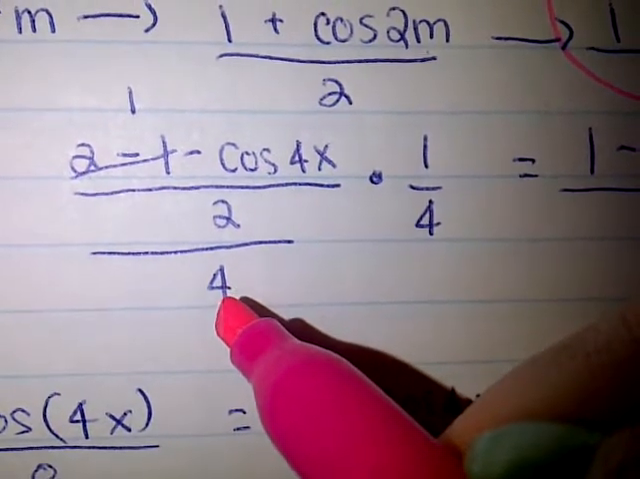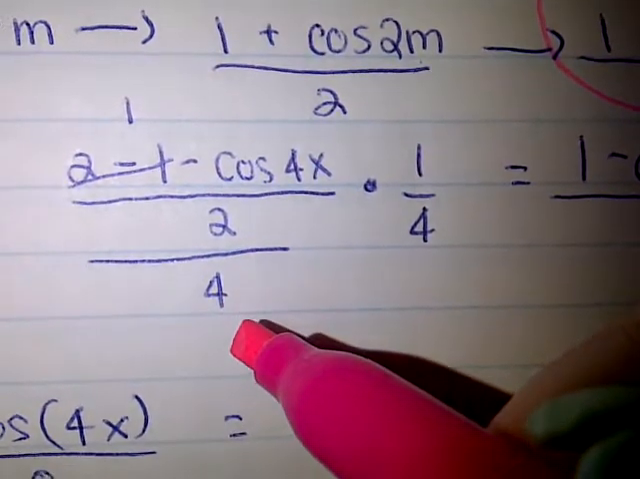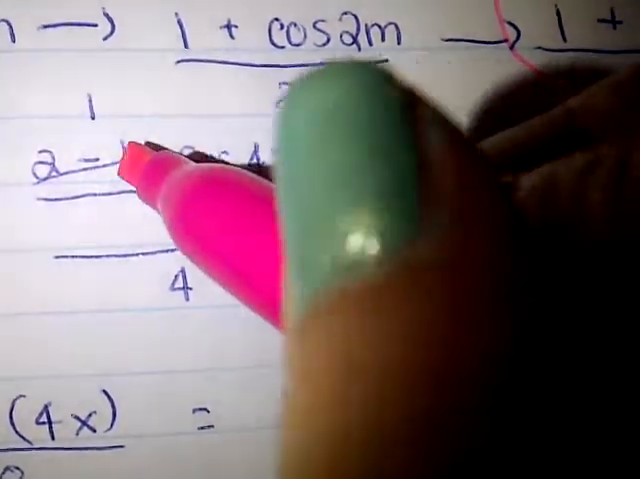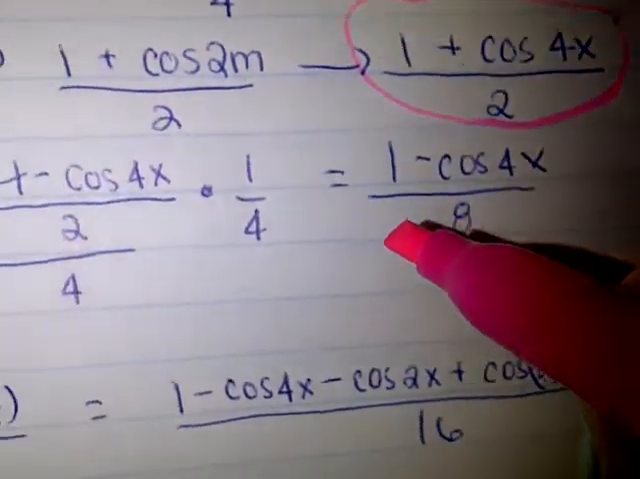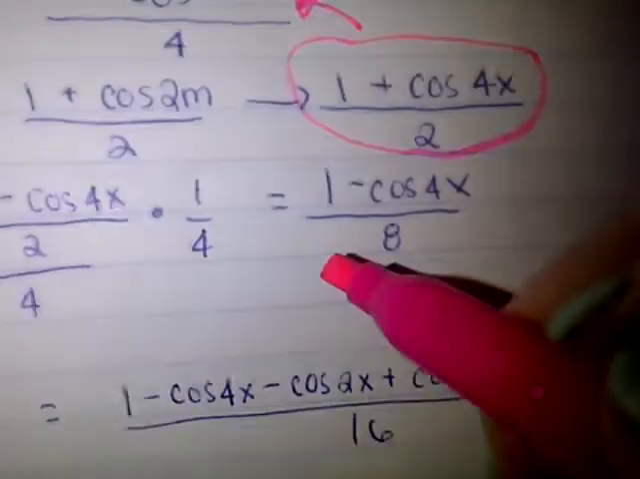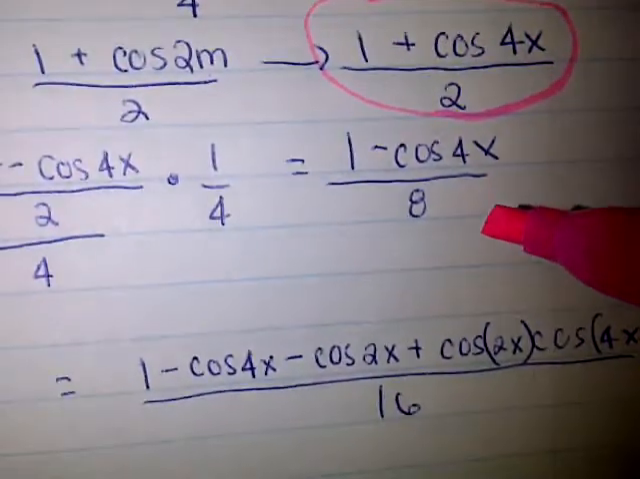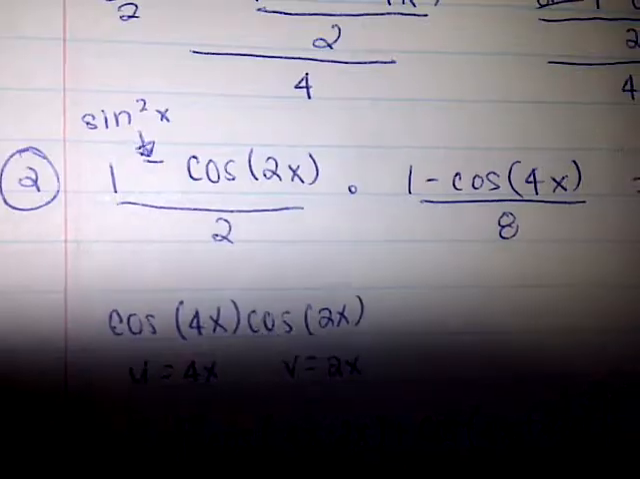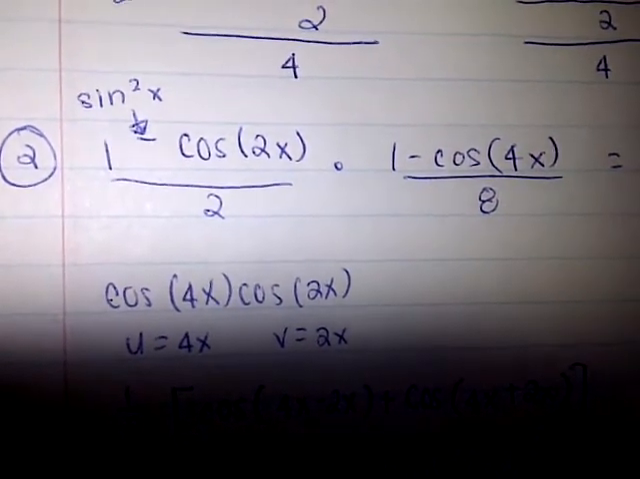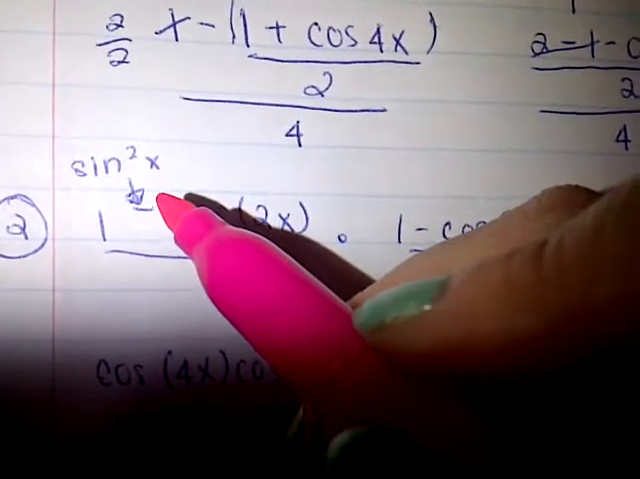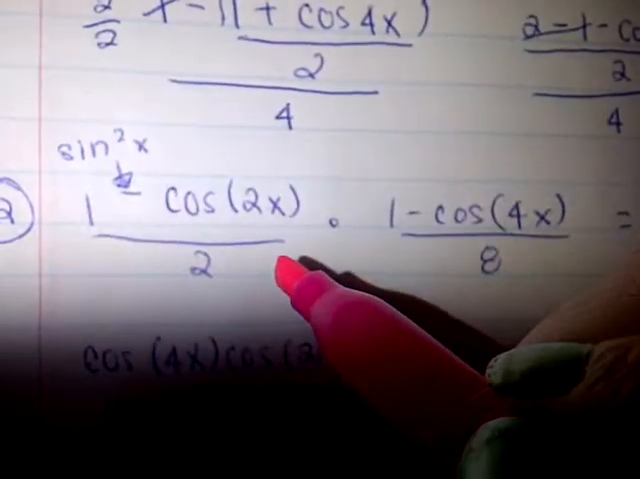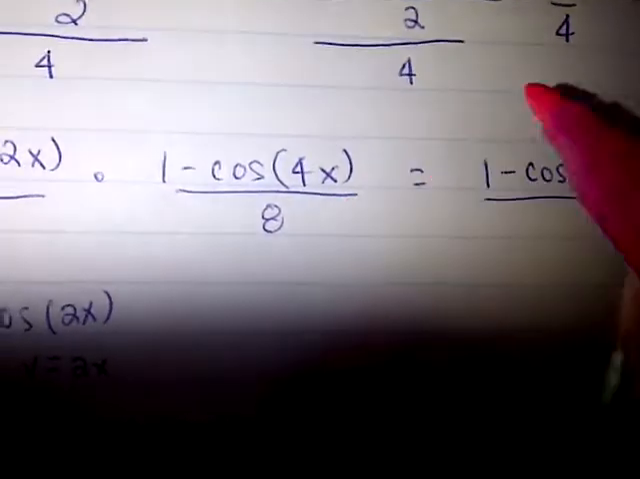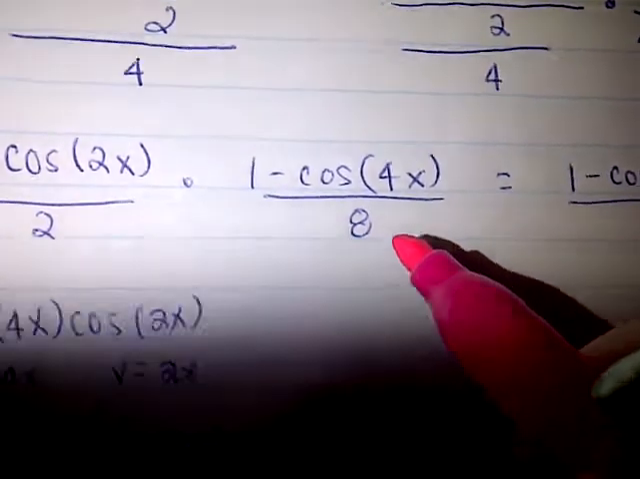Then you multiply this denominator by the reciprocal of this, and you're going to get 1 minus cosine 4x over 8. And that's your answer for the sine and the cosine when you multiply them. Now the second step is to incorporate the sine squared x. So this will be the equation for it, and you multiply it by what you just previously had found.